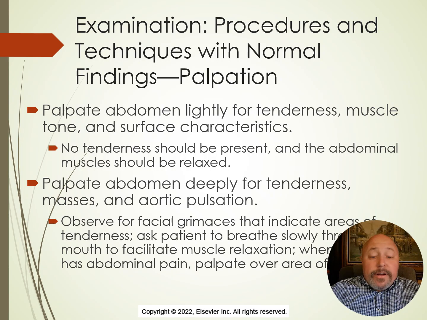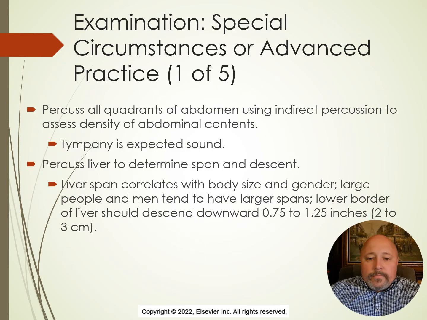For palpation, we want to palpate the abdomen lightly for tenderness, looking at muscle tone and other surface characteristics. No tenderness should be present, and the abdominal muscles should be relaxed. Percuss all quadrants of the abdomen using indirect percussion to assess for density of the abdominal contents. Tympany is going to be an expected sound.